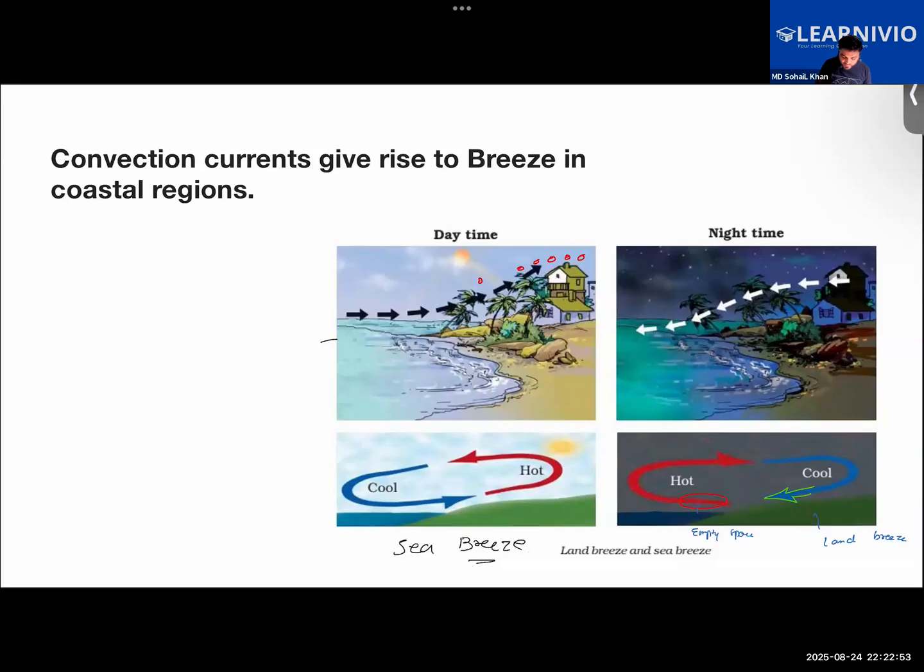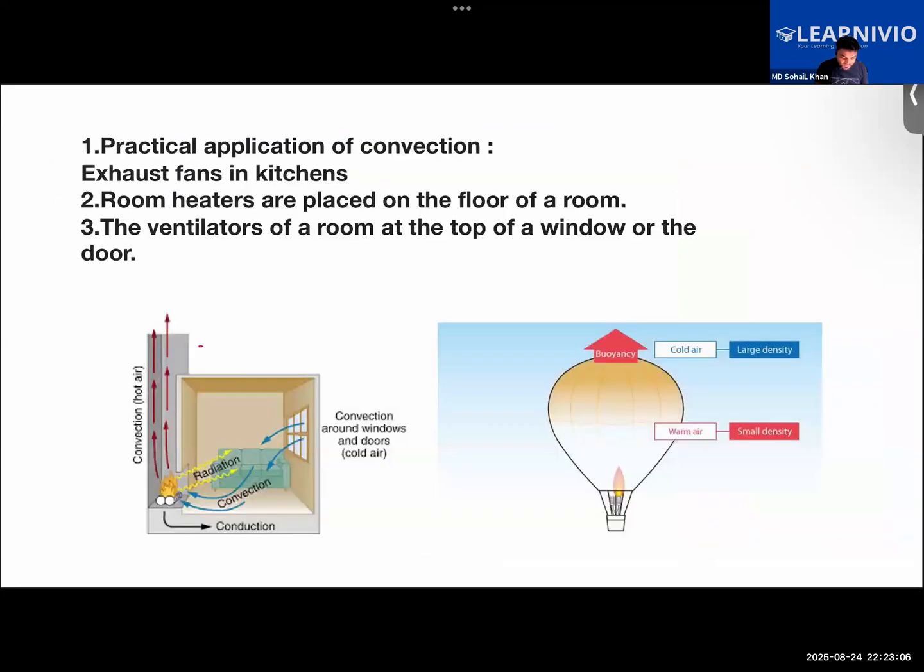So that leads to what? That leads to the land breeze. Land breeze at night, sea breeze during day. During daytime, it's sea breeze. During nighttime, it is land breeze. Okay, so that is the thing.